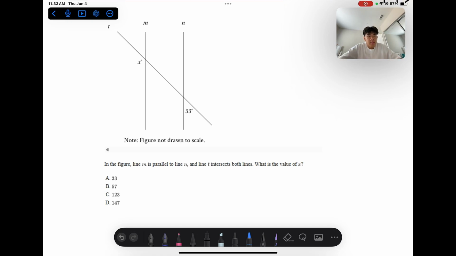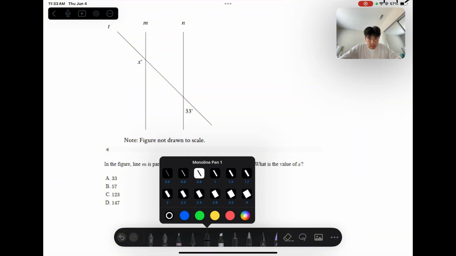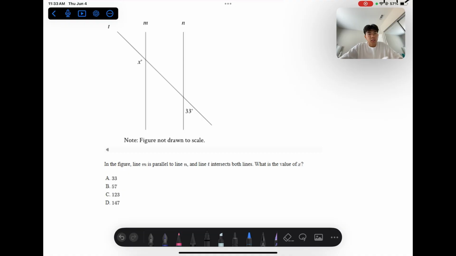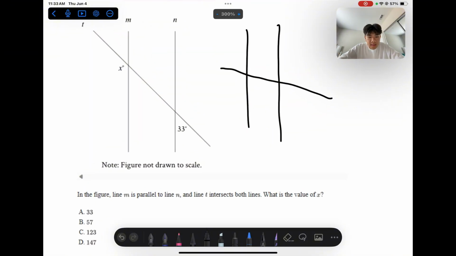So the thing you should memorize in this case is that, okay, M and N are parallel lines, and T intersects them with the value of X. So in parallel lines, whenever there's a line that goes through them, these two angles will always be the same. And then this angle and this angle is the same as these two angles. And the same thing applies for these angles too. These angles are the same as these angles.